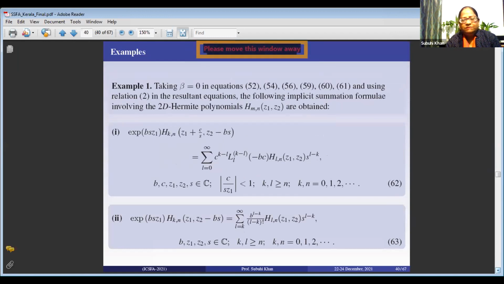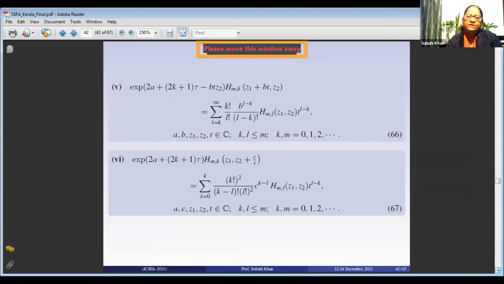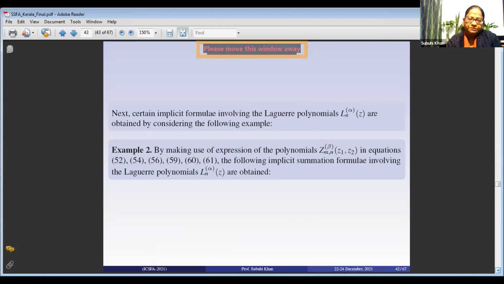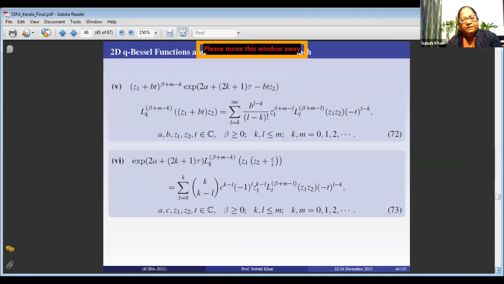And now there are certain examples also. When we take beta equal to 0, we get the results for two-dimensional Hermite polynomials, because we have shown that one parameter 2D Hermite is related to this polynomial also. And also these are certain examples which follow by taking particular, suitable values. And then we have derived the implicit formulae involving the Laguerre polynomials by making use of the expression of the polynomials. And these are all those results which we obtained.